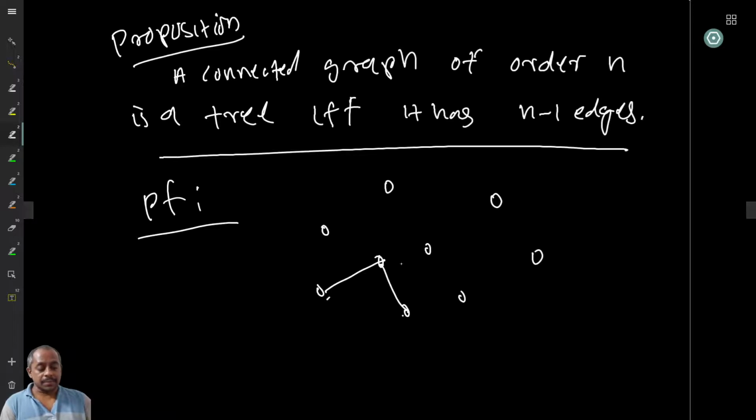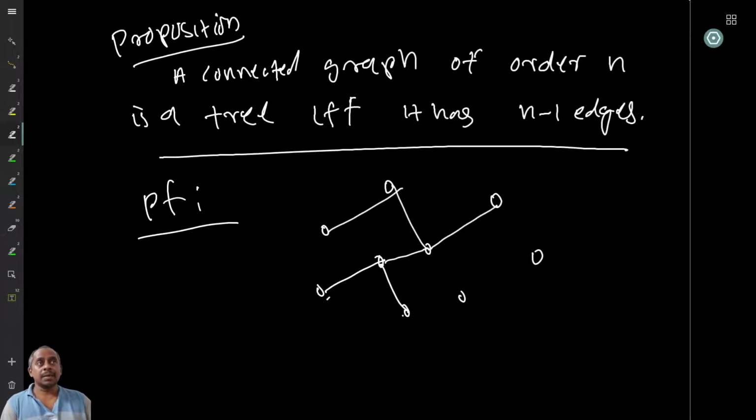Now, if I do this to minimize the number of components, then because I start with n components, I need to add at least n minus 1 edges to make the graph connected. Every time I add an edge, it only decreases the number of components by 1. So I start with n, then n minus 1, n minus 2, etc. If it becomes 1, then I have added at least n minus 1 edges. So before adding n minus 1 edges, we cannot make the graph connected. So we need to have at least n minus 1 edges.